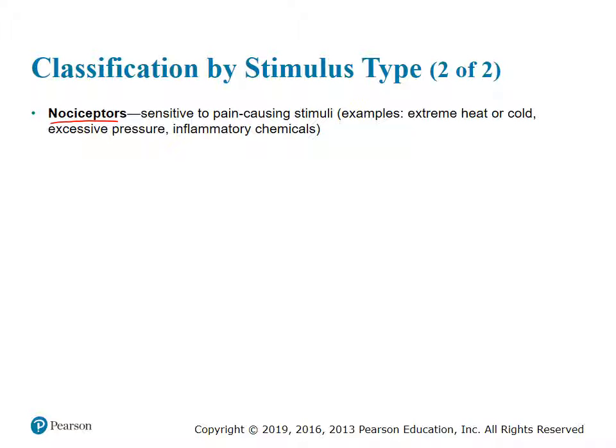Nociceptors are a special type of receptor because they pick up pain. So what do we mean by pain? This can be extreme temperature changes, extreme pressure, or chemicals that cause inflammation, which can be picked up by the nociceptors and interpreted as pain. So these are pain receptors.